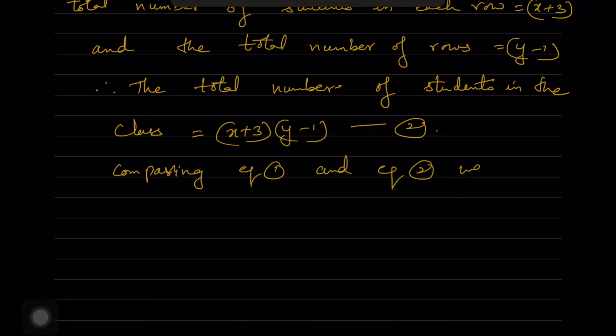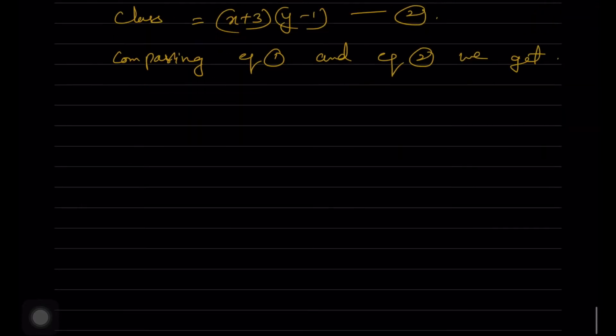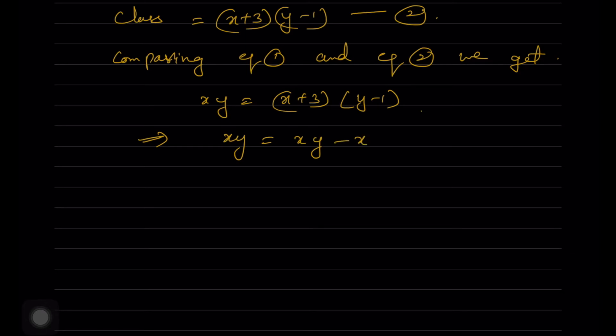Total number of students on left side both are equal, so therefore the right hand side we can equate. So xy is equal to x plus 3 into y minus 1. So if we solve this equation, what do we get? We'll see. x minus 3y is equal to minus 3, because xy can get cancelled on both sides, bringing the whole equation to one side and the constant to the other side. You're getting it as x minus 3y is equal to minus 3.